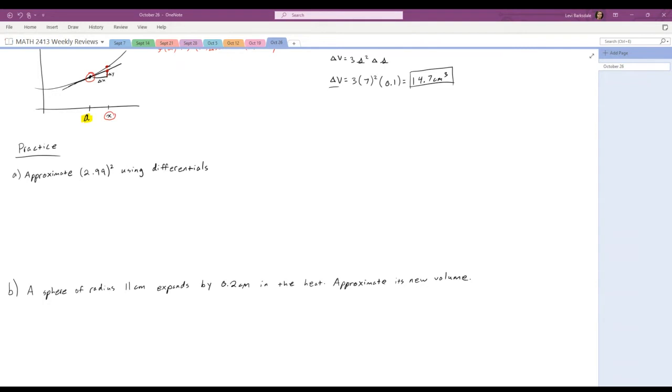Part B, I think you are a little bit off. Make sure we're approximating the volume and not just the change in volume.